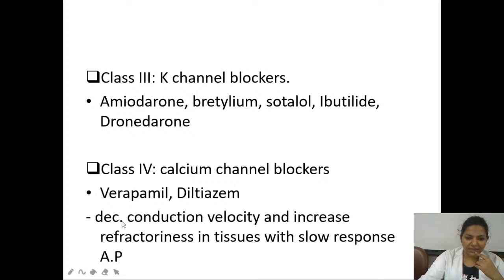Class 4 are the calcium channel blockers like verapamil and diltiazem. They decrease the conduction velocity and increase the refractoriness in the tissues with slow response action potential, right? So basically, conduction velocity is decreased and refractoriness is increased, right?